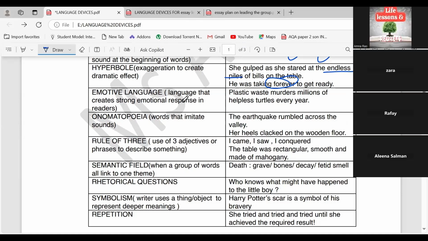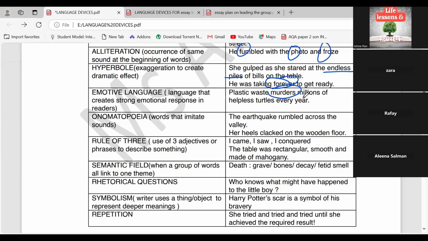अच्छा बेटा, next we move to example. Let's read the example of emotive language. Plastic waste murders millions of helpless turtles every year. Murders is actually a word, whenever we think about this word murder, we feel pitiful. We feel full of pity for someone who has been killed, right? So murder is a word which is an emotive language word. It is creating emotion in the reader.